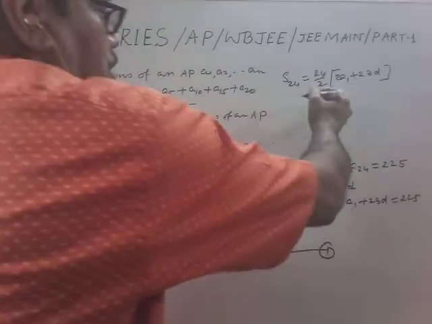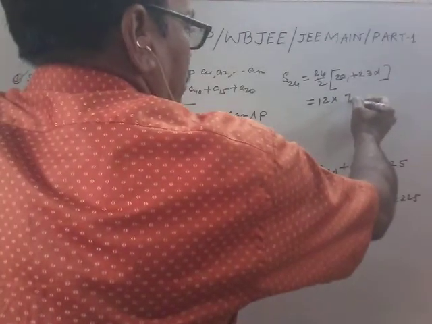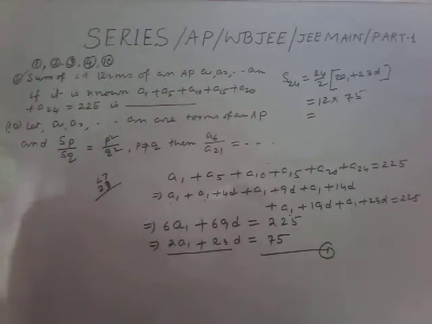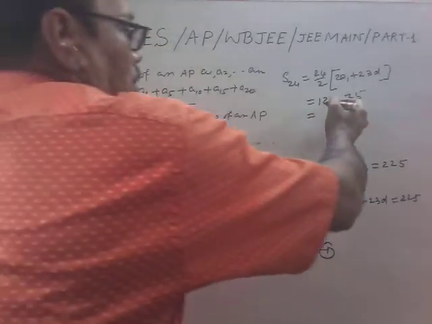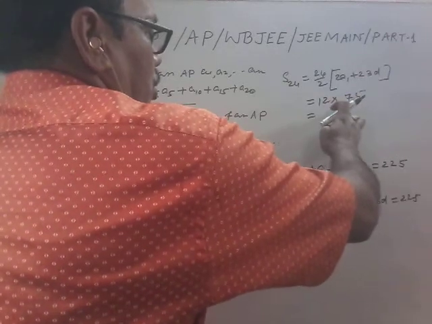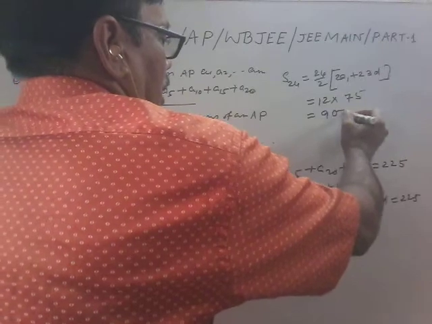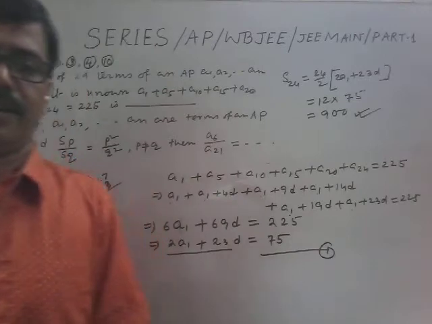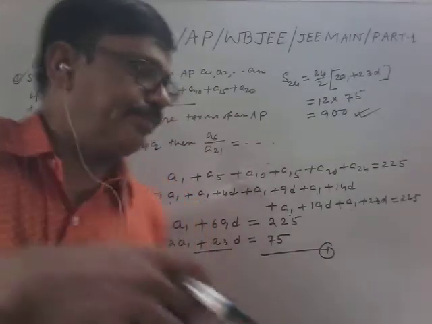So this is 12 and from 1 it is 75. So 75 into 12. So you get the answer if you multiply: 150 into 6. So this is 900. S24 equals 900. So these are very simple problems.